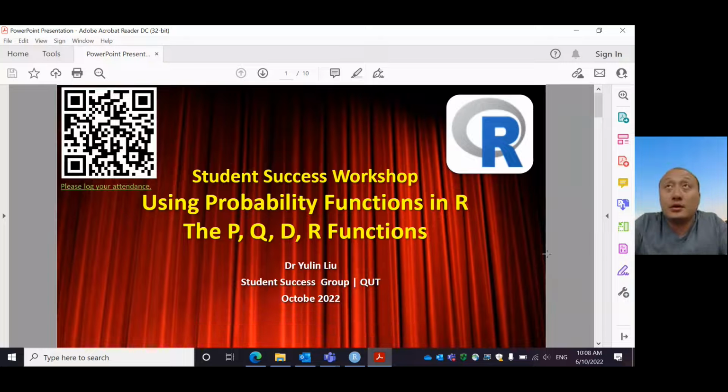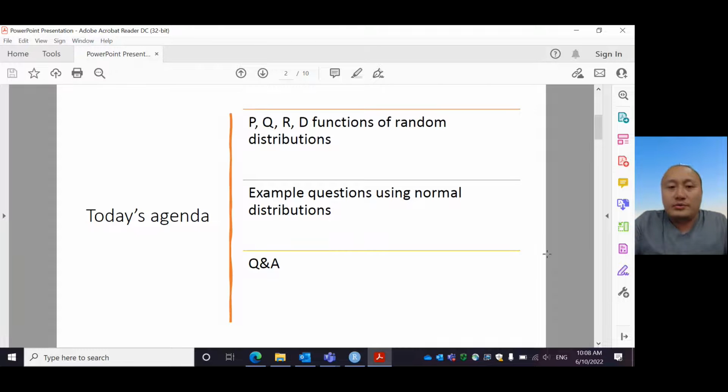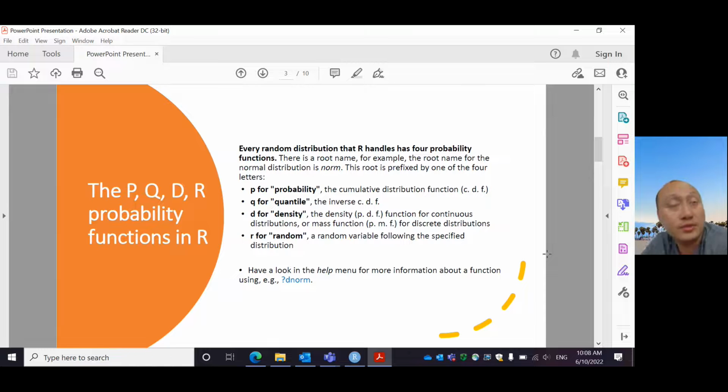Good morning, this is our workshop in week 9. Today we're going to learn how to use the 4 types of probability functions in R. They are the PQDR functions. And then we're going to look at some examples of using these PQDR functions for normal distributions. Then we finish. It will be a short workshop.